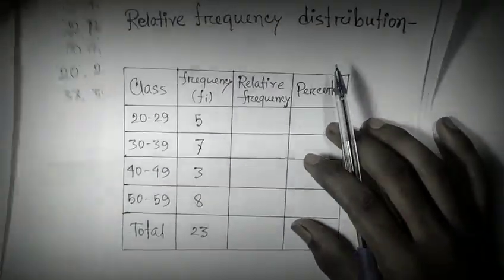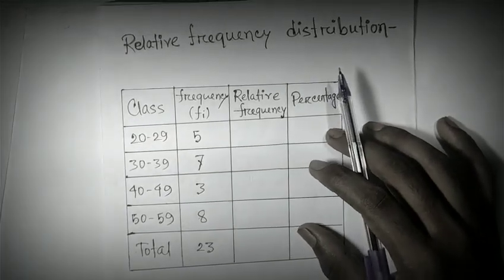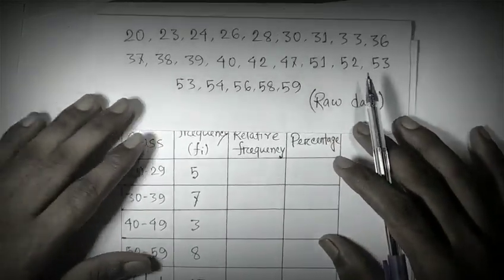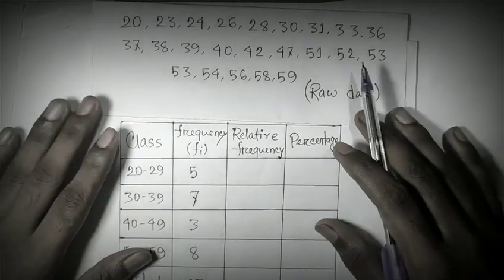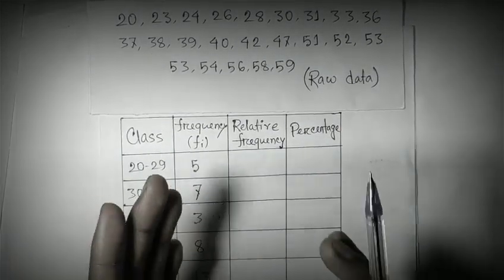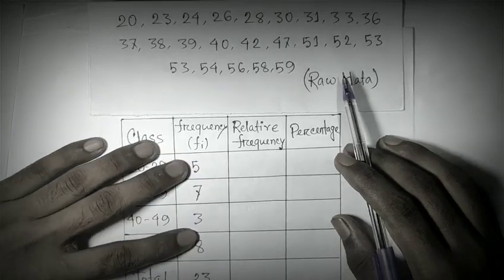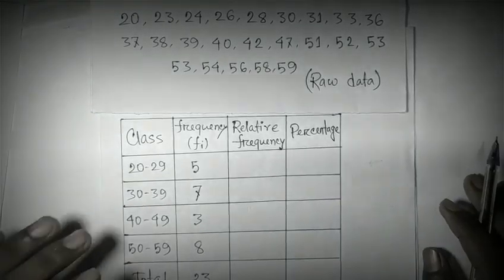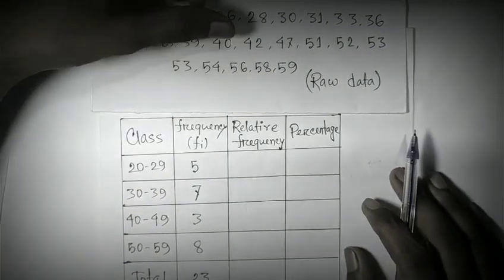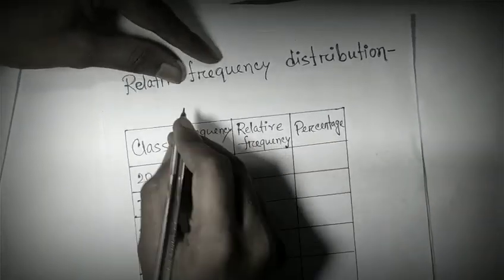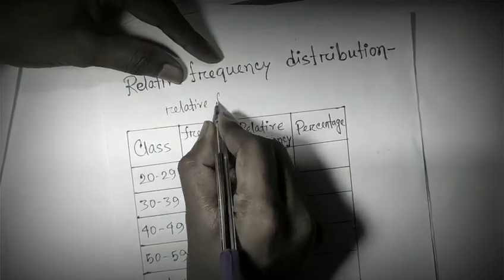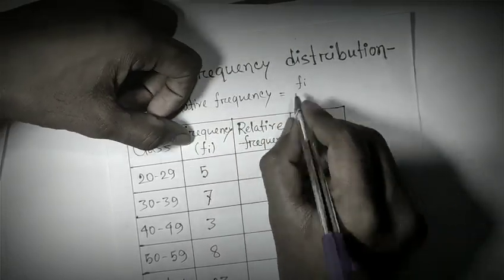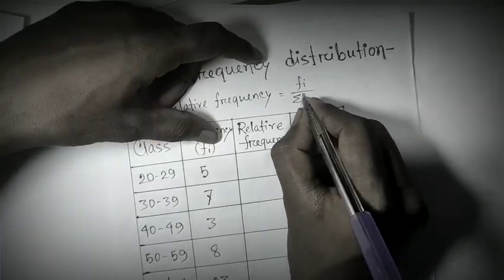We have the relative frequency distribution in tabular form for this raw data. If we want to construct a relative frequency distribution, we have to do nothing but add another column to this frequency distribution table, and that column is relative frequency. So how do we find the relative frequency? Relative frequency can be found easily by a formula: relative frequency equals Fi, that means the individual frequency, divided by the total number of frequencies, that is the summation of Fi.